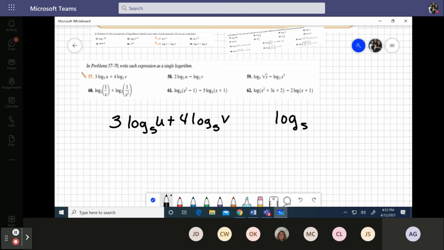Do we have calculators with us? I see some. We'll be doing our change of base here in just a little bit, and we'll go on a calculator when we do that.